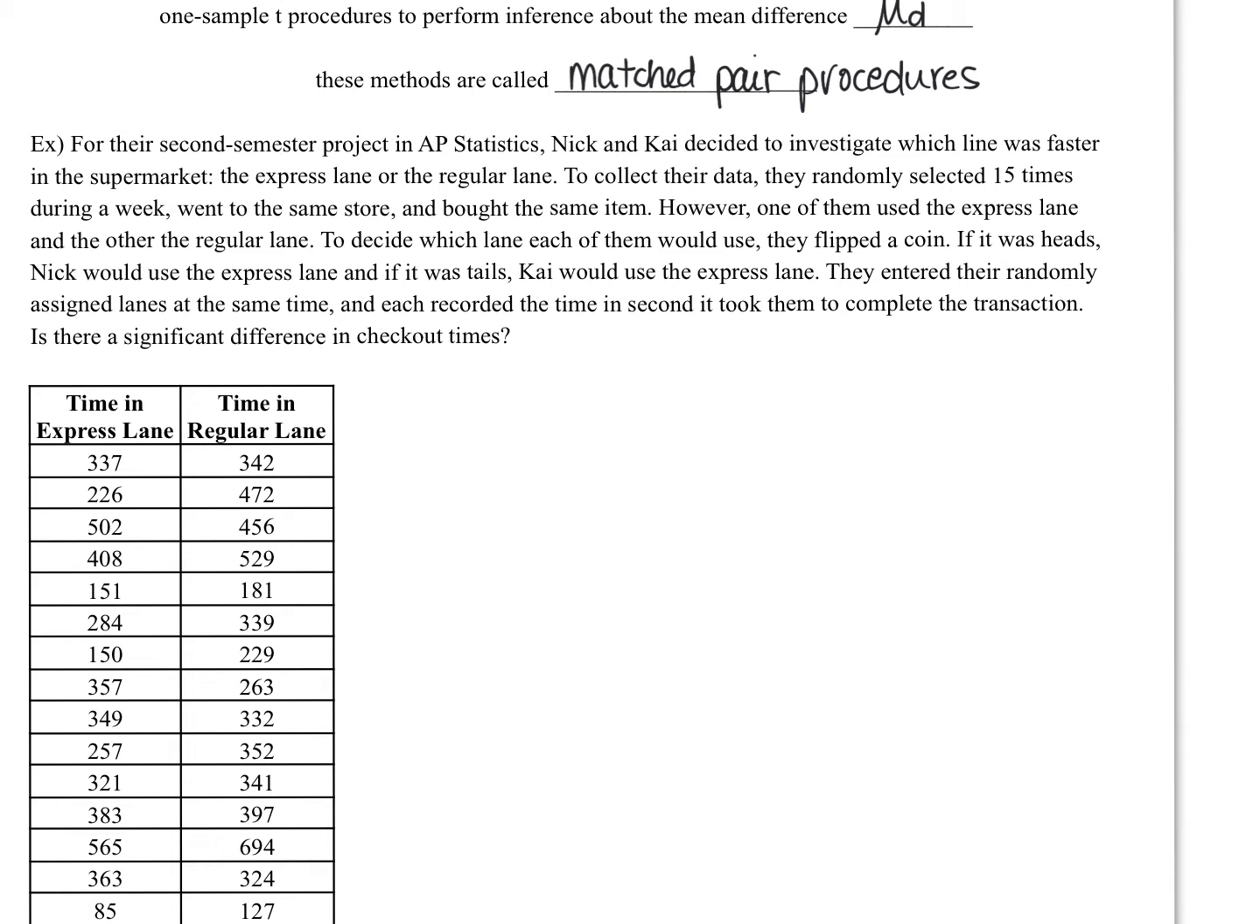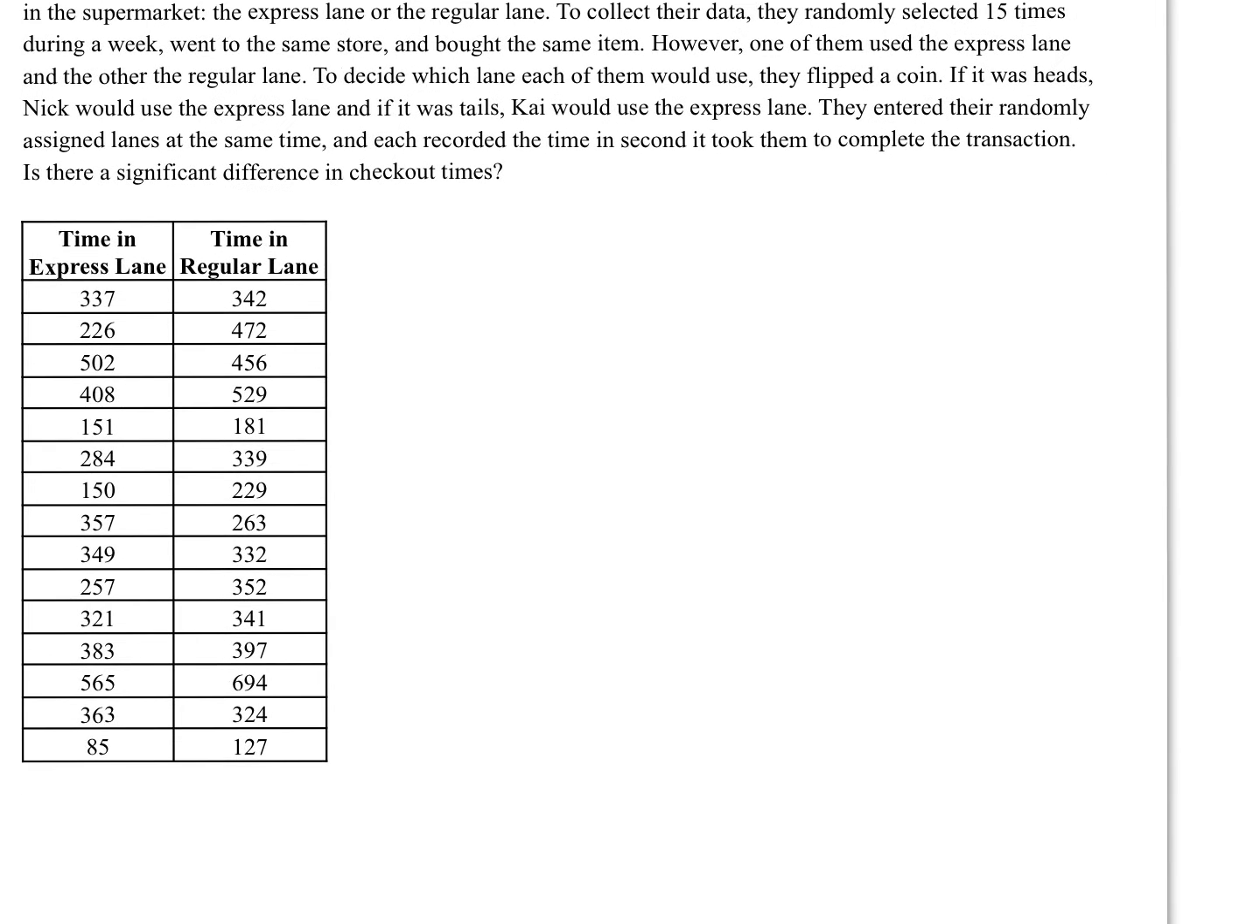To decide which lane each one of them would use, they flipped a coin. If it was heads, Nick would use the express lane, and if it was tails, Kai would use the express lane. They entered their randomly assigned lanes at the same time, and each recorded the time in seconds it took them to complete the transaction. Is there a significant difference in checkout times?